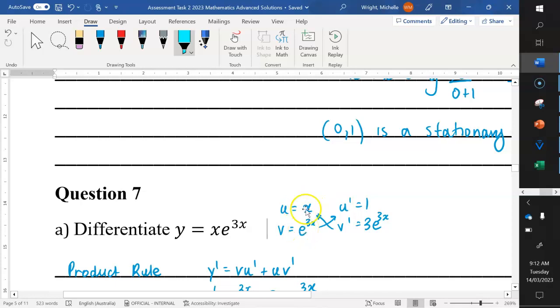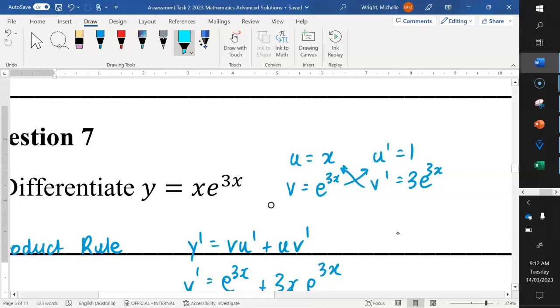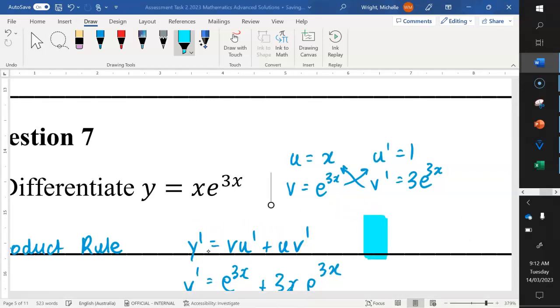Then I need to differentiate both of these. So my u dash is 1. My v dash is 3e to the 3x. What you needed to do was then go to the H2C formula sheet and copy down the product rule. I write it like this. The H2C formula sheet is slightly different, so I'll just fix that up. The H2C formula sheet is writing it as v du dx, which is exactly the same, plus u dv dx.